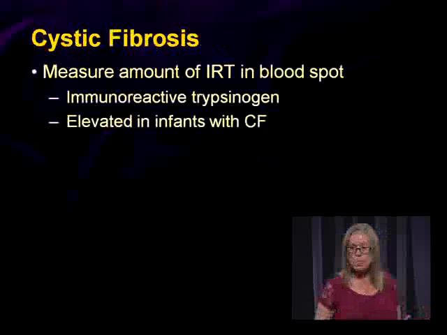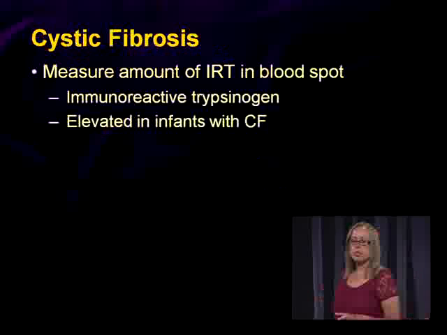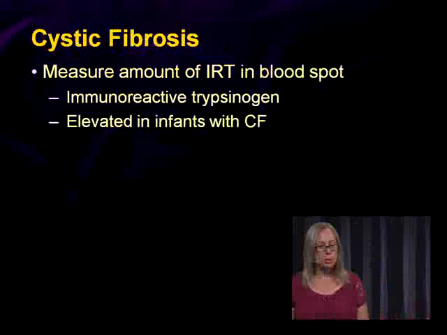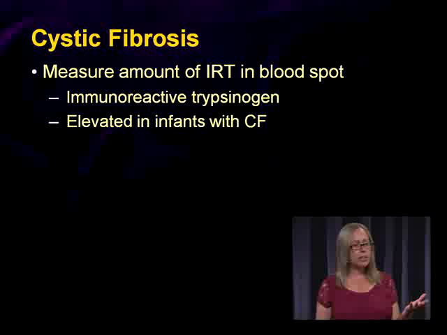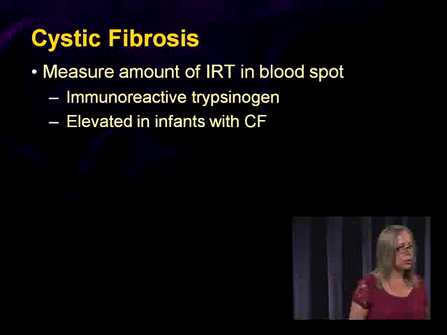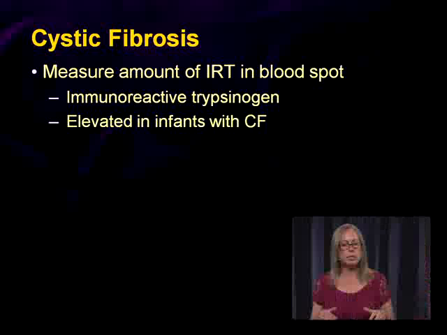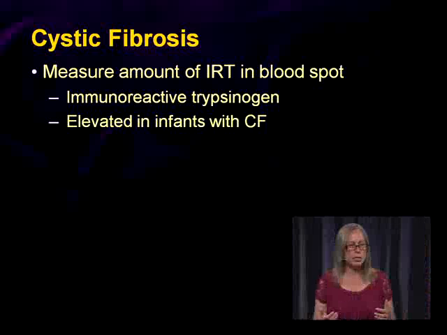Cystic fibrosis measures the amount of immunoreactive trypsinogen or IRT on a blood spot. and it's elevated in babies with CF. It's also elevated. It's an acute phase reactant, so if mom's had a very stressful labor and delivery with an emergent C-section, that may go up as well.